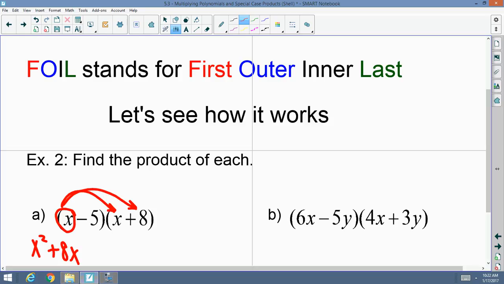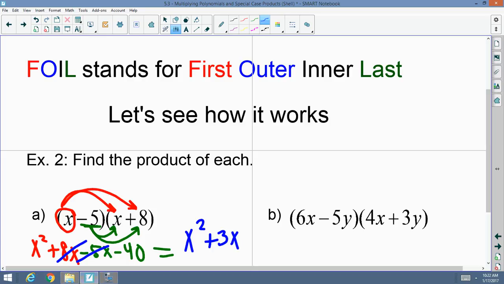Now, inner, last. Now I take my inner value, the negative 5, and I multiply that to every single term of the other polynomial, or binomial in this case. So that will be negative 5x minus 40. Now I'm going to combine like terms. So I have an x squared. 8x minus 5x is positive 3x because they have the same variable raised to the same power. And then minus 40. And that is the product of x minus 5 times x plus 8.